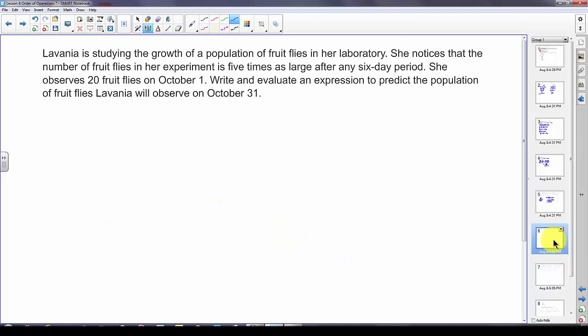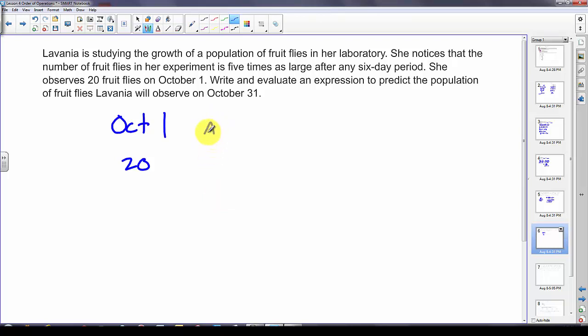The next problem is we have this person studying the growth of a population of fruit flies. She notices that the number in her experiment is 5 times as large after any 6-day period. And she observes 20 fruit flies on October the 1st. So here's October the 1st, and she sees 20.